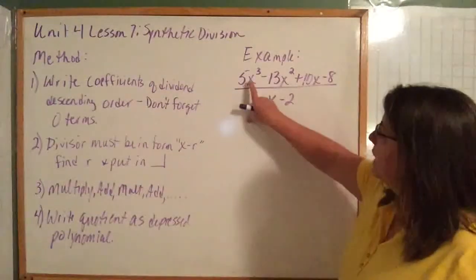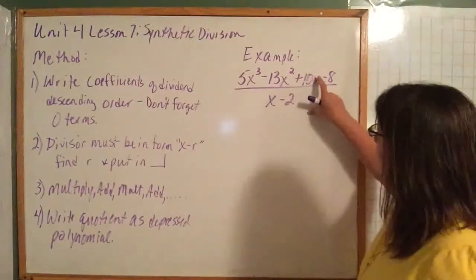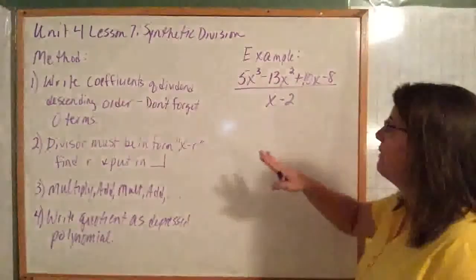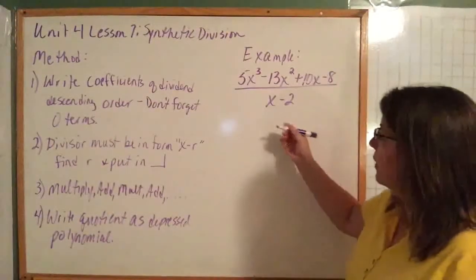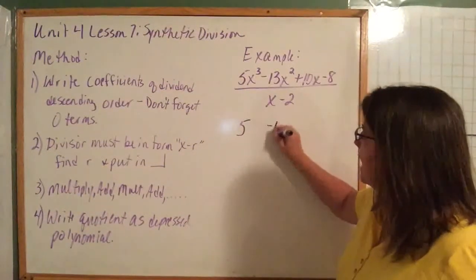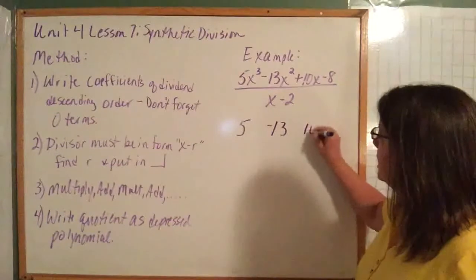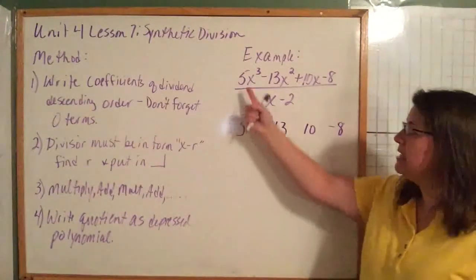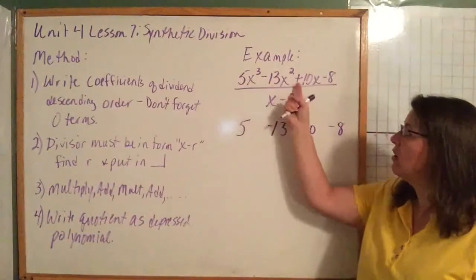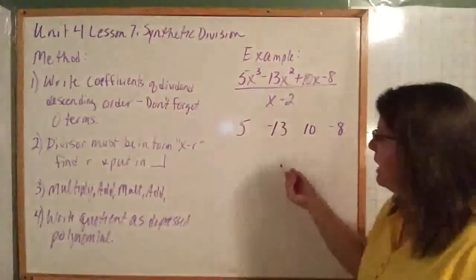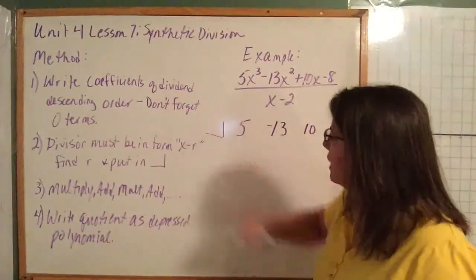So with this one, we've got x to the 3, 2, 1, x to the 0. So we've got all the terms included, so we don't have to have any zeros in my first part. So I'm just going to write those: 5, negative 13, 10, and negative 8. I pay attention, whatever the sign is of the coefficient, I make sure I put with the number down here. And then I'm going to do a little box right here.